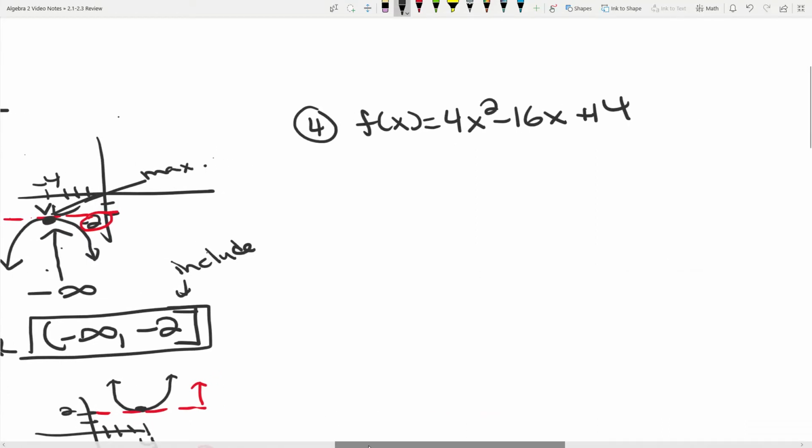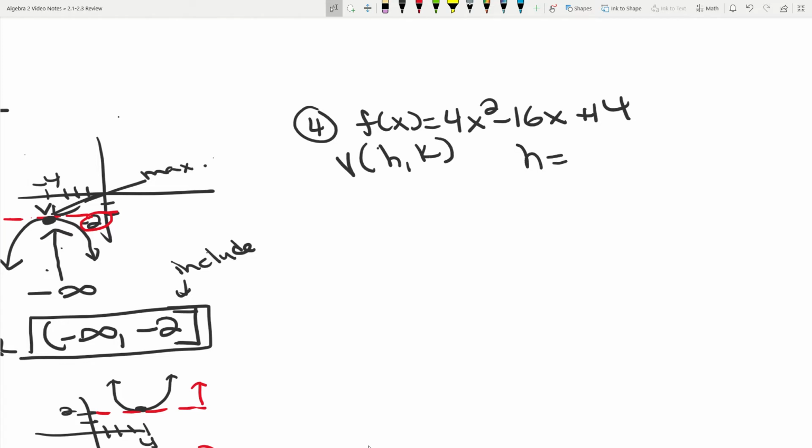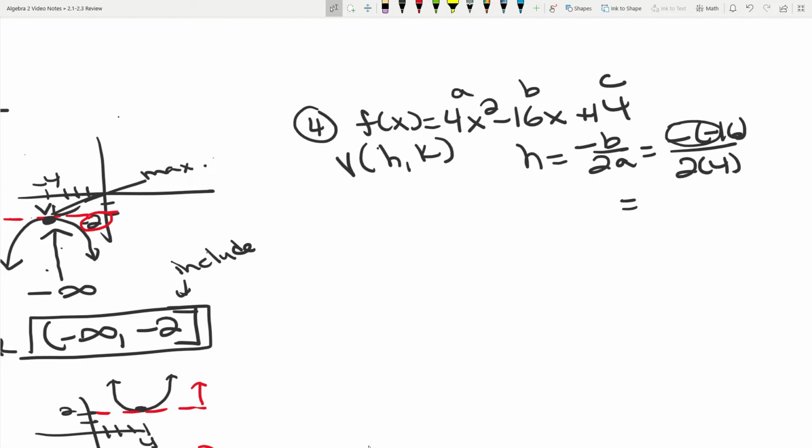All right, so again, find the vertex. Vertex is (h, k). To find h, we use, so this is a, b, c, negative b over 2a, negative 16 over 2 times 4. So 2 negatives make a positive, so it's 16 over 8, which is 2. So h is 2. Then plug that into the original.